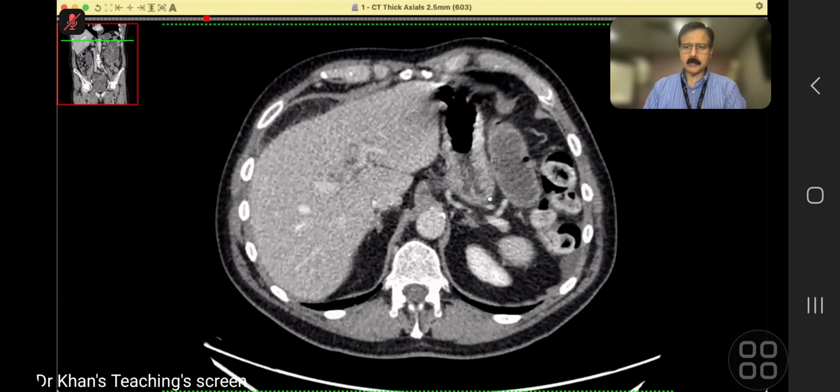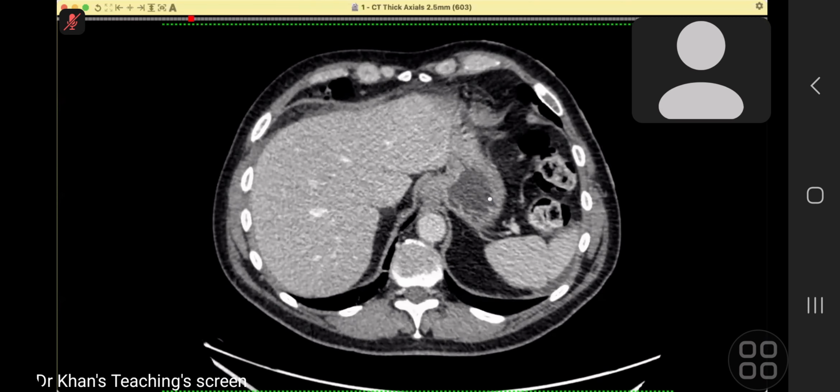What is your conclusion? Yeah, this is a case of a small bowel obstruction caused by gallstone ileus, and there is no evidence of pneumoperitoneum or pneumatosis intestinalis. I will urgently convey my finding to the referral doctor and have the patient taken to the surgical team.